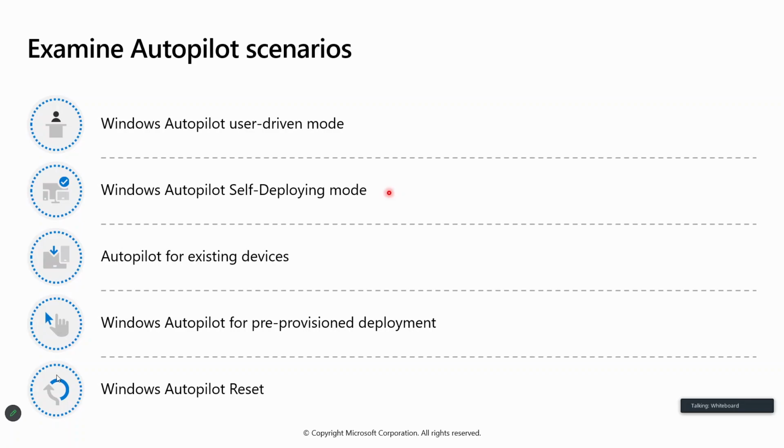Okay, my other modes: Windows Autopilot self-deploying mode. That's where it's almost like a zero-touch installation. Not quite zero-touch, because you've got to turn it on. But yeah, there's no user intervention. Generally, that's used for kiosk devices.